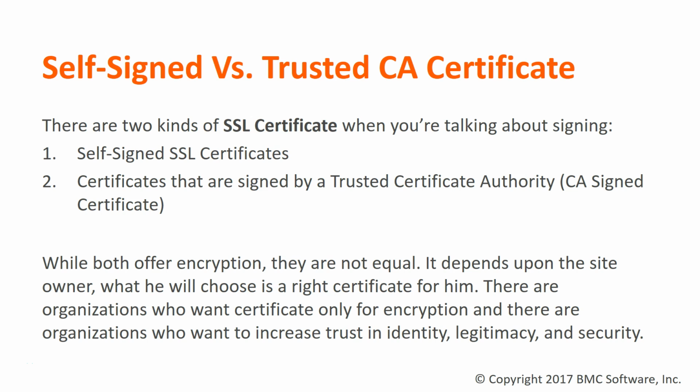There are two kinds of certificates, self-signed and CA-signed certificates, which are also known as trusted CA certificates. Although both of these offer encryption, the web browser community doesn't trust self-signed certificates and displays a warning message when accessing any website using self-signed certificates. On the other hand, trusted CA certificates, along with offering encryption, help to increase the trust in identity, legitimacy, and security. Generally, trusted CA certificates are a must for e-commerce websites.